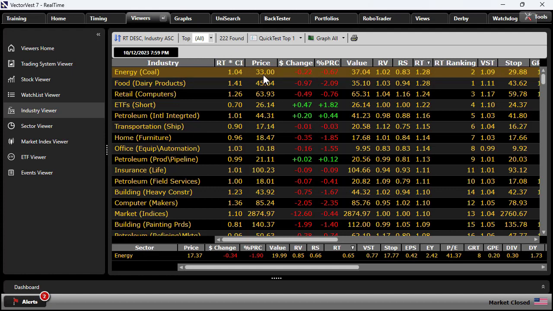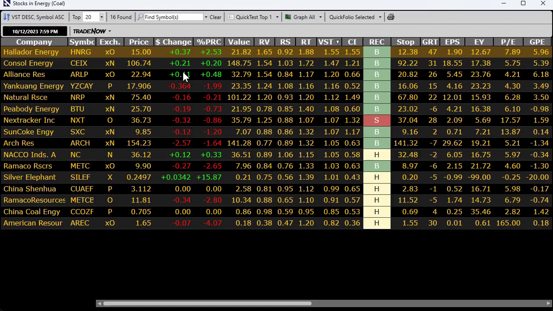As a whole, as an average, it's undervalued. The industry group is undervalued. Got decent upside potential, 1.02 RV. Little bit risky, sure, but it's in a strong uptrend, the strongest of the bunch, and it's got an RT ranking here, 1-2 interchangeable. Double click on that. Here are all the stocks in the industry group.